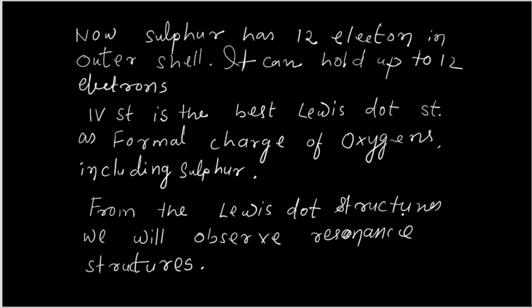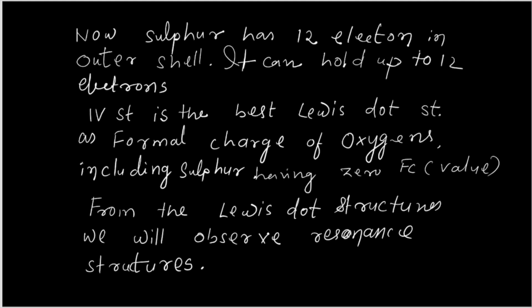This fifth structure is the best Lewis dot structure, because the formal charge of all are 0. Formal charge of oxygens including sulfur is 0. The best Lewis structure, as the formal charge of oxygen including sulfur has 0 value. That is why it is the best Lewis structure, having 0 value FC. So from this Lewis structure we will observe resonance structures.